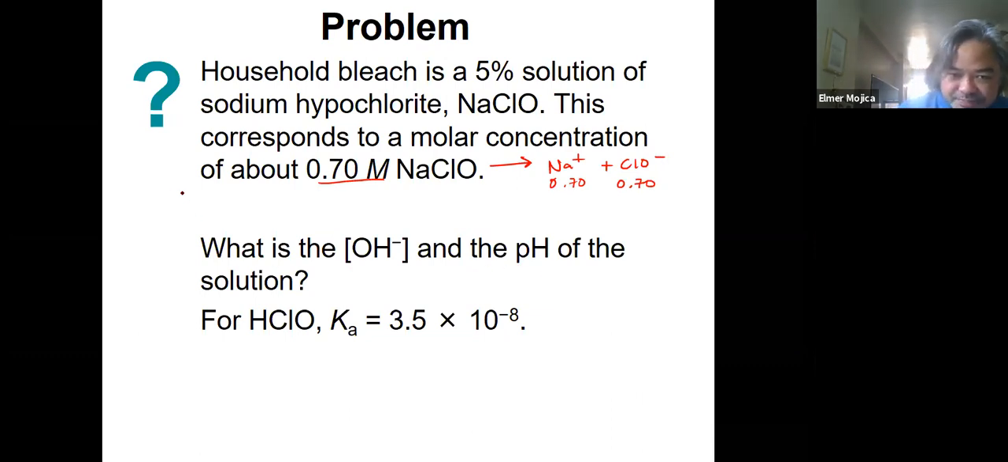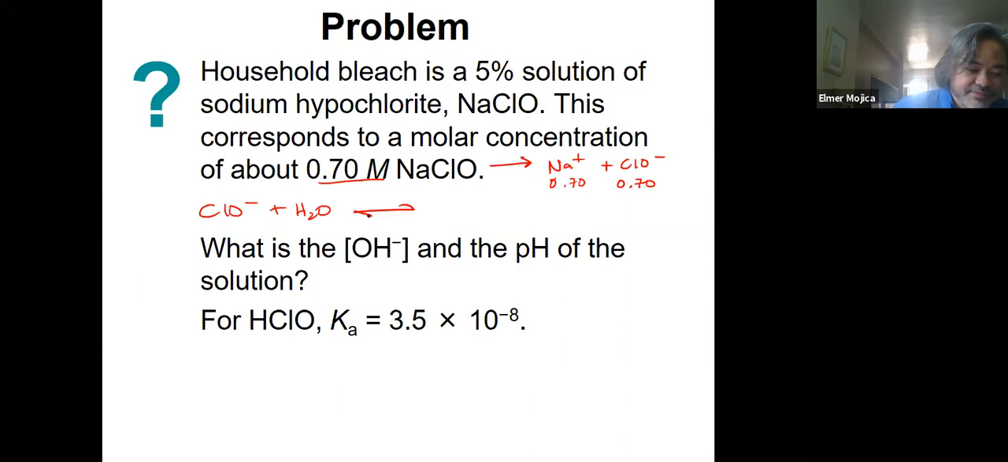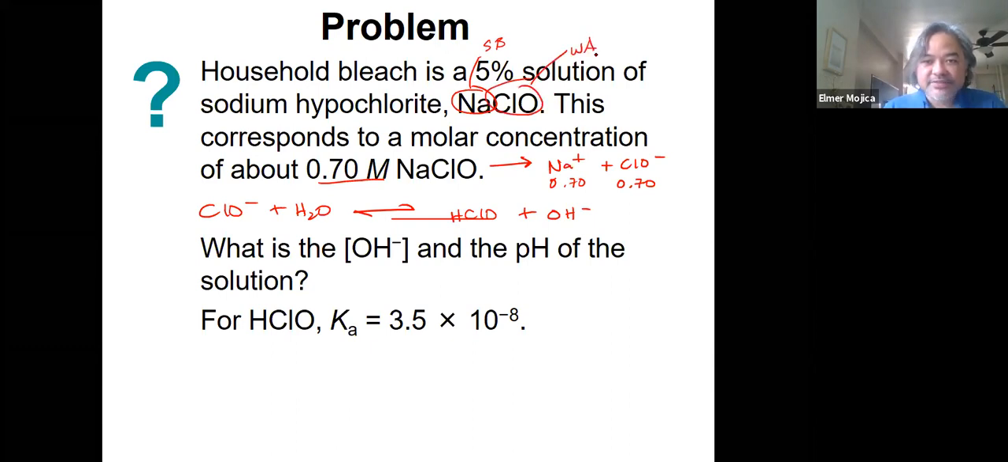And what will happen? Your ClO minus will react with water to give you what? What's the product that is produced? HClO and hydroxide. So right away, you could say that it is what? A basic solution, because this comes from a strong base and a weak acid. So the one that's being asked, what is the hydroxide concentration and the pH of the solution? So you can do it like this.